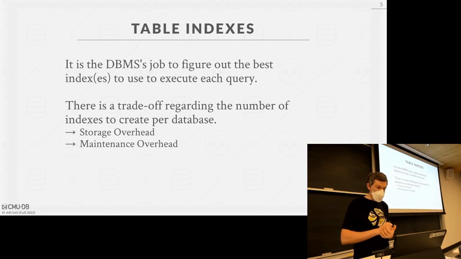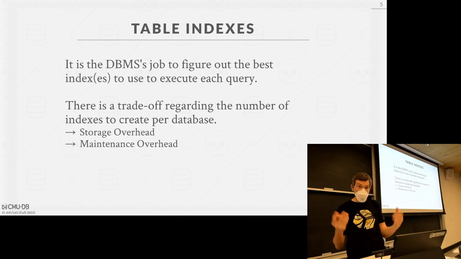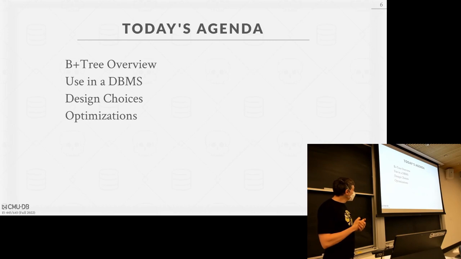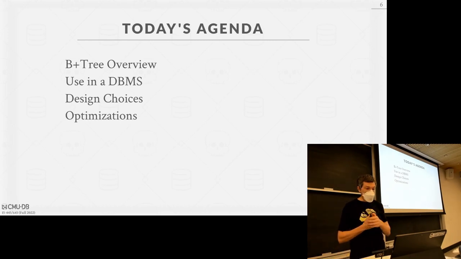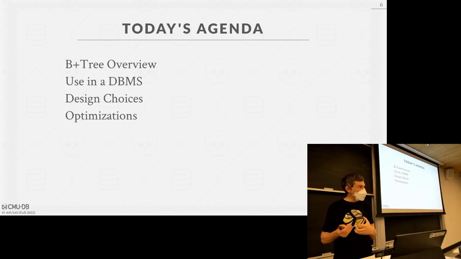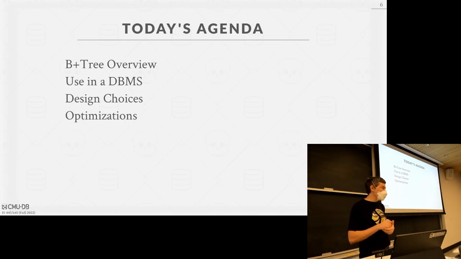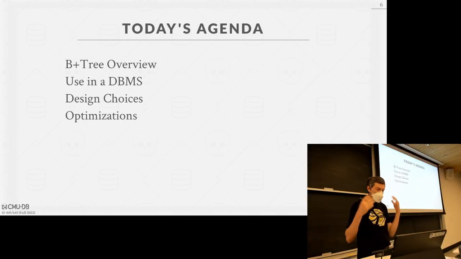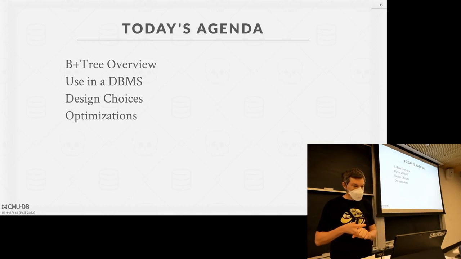Again, this is outside the scope of what we're talking about today. We're going to talk about, if you call create index, what do you actually get? And 9 times out of 10, it's going to be a B+Tree. First I'm going to give an overview of what a B+Tree actually is. Then we'll talk about how we can use it in database systems and the different design choices we have in building it. And if we have time, we'll finish up with some common optimizations that go beyond what the textbook and the literature back in the 70s discuss.